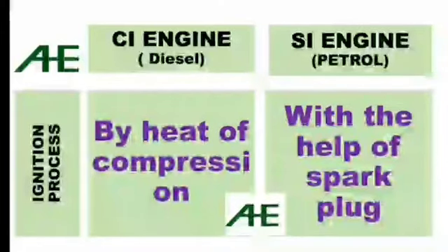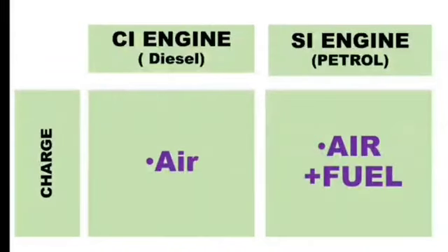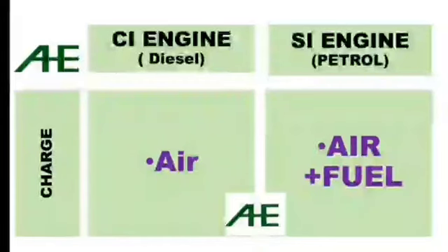Next parameter is ignition process. Ignition is the starting of combustion, the starting of burning of fuel. In a CI engine the name itself says compression ignition, so ignition is done by the heat of compression, and in an SI engine it is spark ignition, so with the help of the spark plug the ignition process is carried out. In a CI engine the charge is air, whereas in an SI engine, as we discussed in our previous lecture, the charge is air plus fuel.